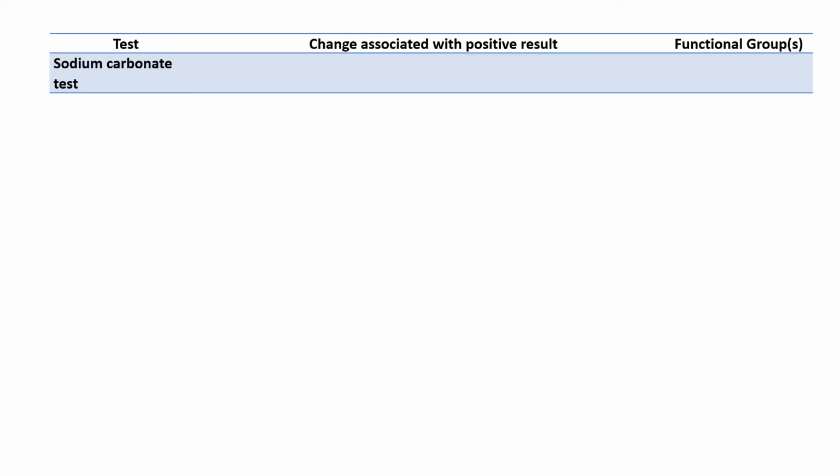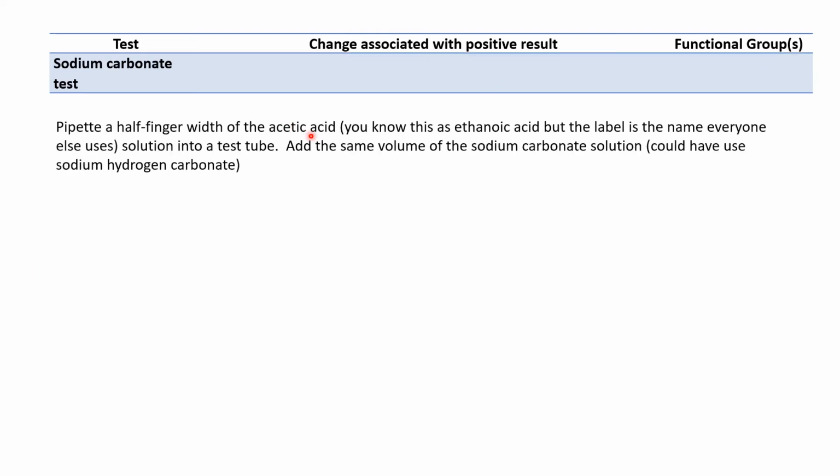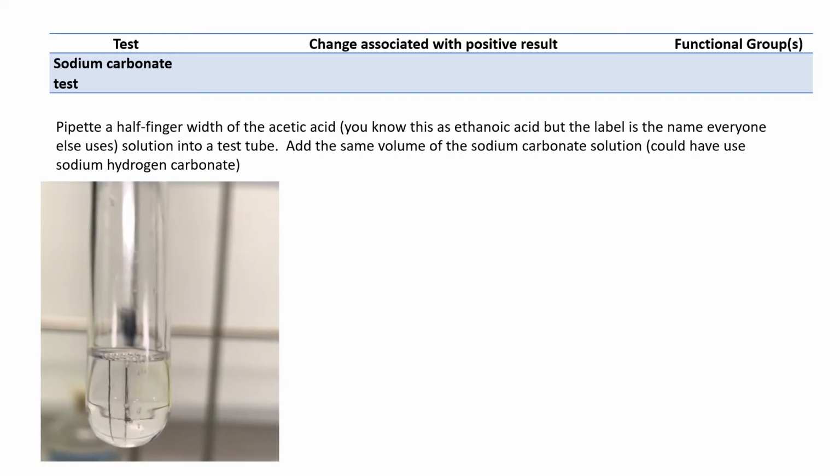Sodium carbonate, very classic test, taking acetic acid, which of course you and nobody else in the world calls ethanoic acid. We add in some sodium carbonate solution, and what we see is bubbles of it. And those bubbles are, of course, of carbon dioxide.